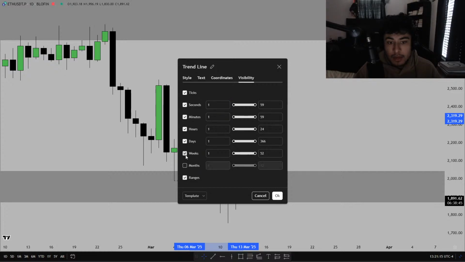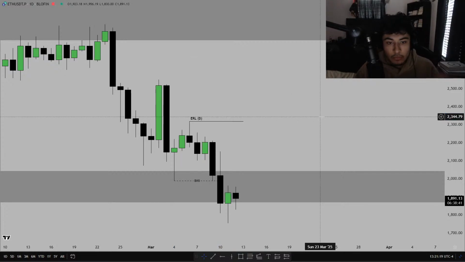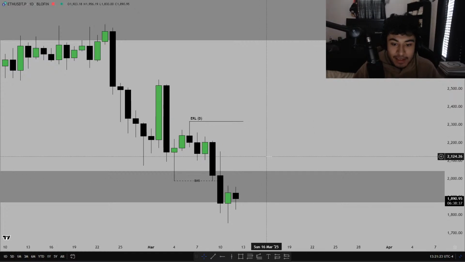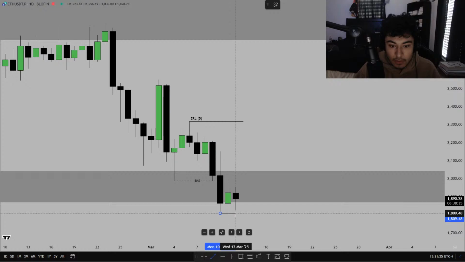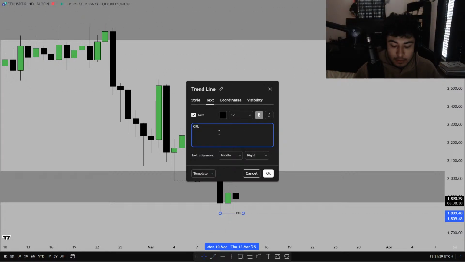So again, Ethereum has been more weak. It's showing indication to continue to the downside, which is normal, I guess, this cycle. We've been seeing this play out, you know. And you have your CRT right here on the daily.